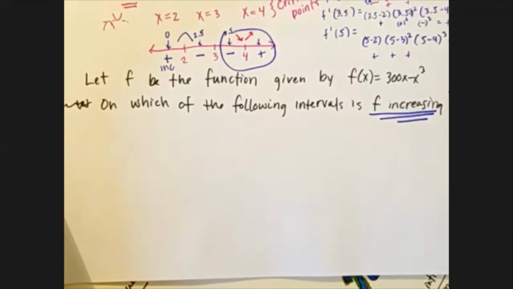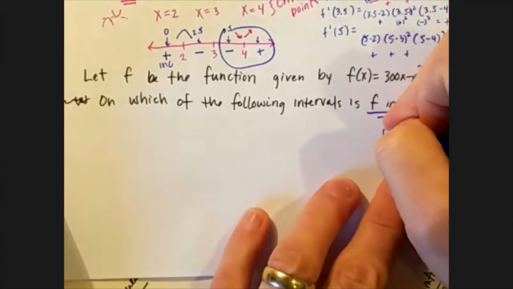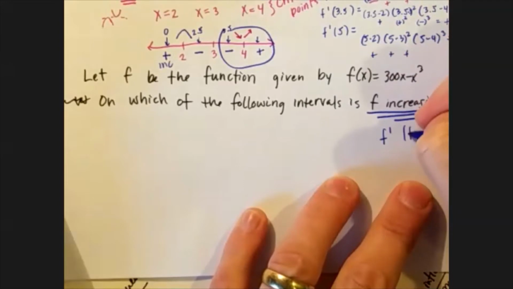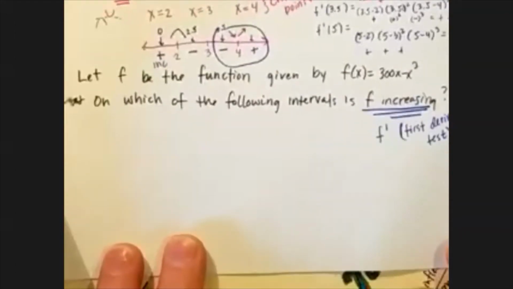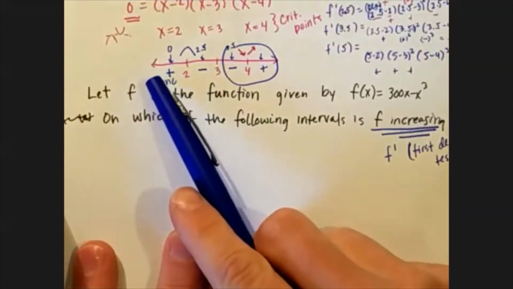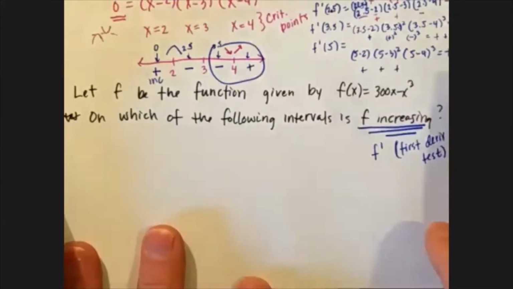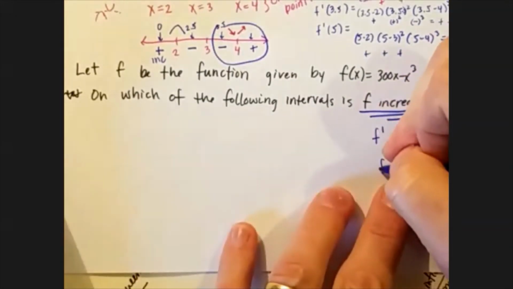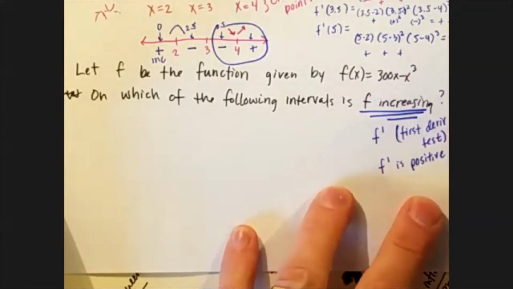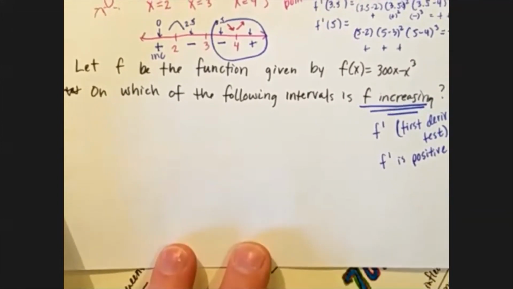Okay, so now keywords here, I annotated increasing for you. That tells me that we're going to want to find f prime, the slope. So this is going to be our first derivative test again. To know when it's increasing, all we have to do is find out when things are positive on our number line. So that's another annotation. We can say when f prime is positive. That's what we're looking for here.